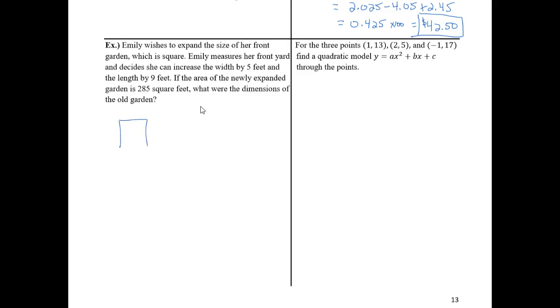I'm a picture person, so I think pictures really help. So the old garden was a square. We don't know the side length, but it's the same for each side. She decides to expand the width by 5 feet. So there's an additional 5 feet here. So that side length would be x plus 5. And she's going to expand the length by 9 feet. So now the length is going to be x plus 9, right? I guess I should have done it from down here.